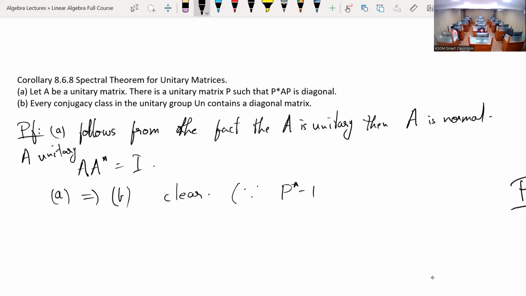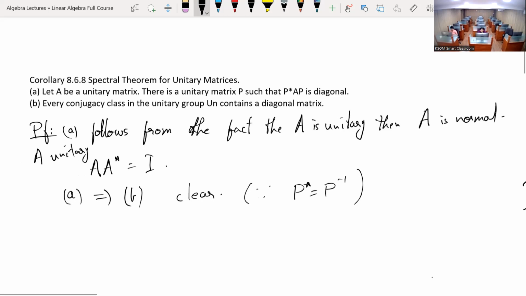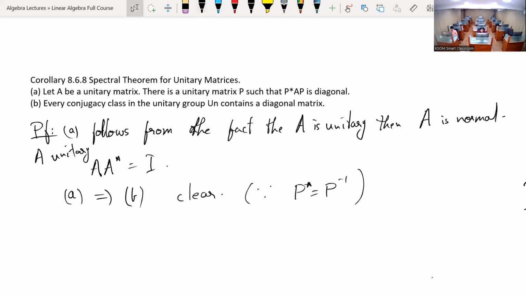So if you conjugate, that means the conjugacy class of A contains a diagonal matrix. So that tells you that every conjugacy class in the unitary group contains a diagonal matrix. Is that okay? So there is nothing deep in this result. It's just some observation.